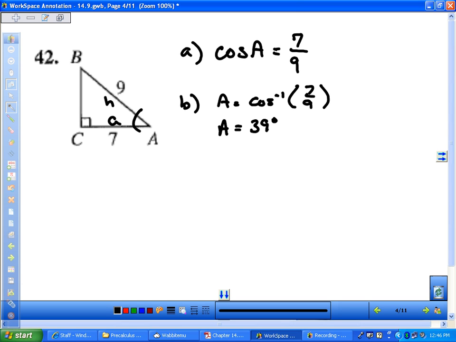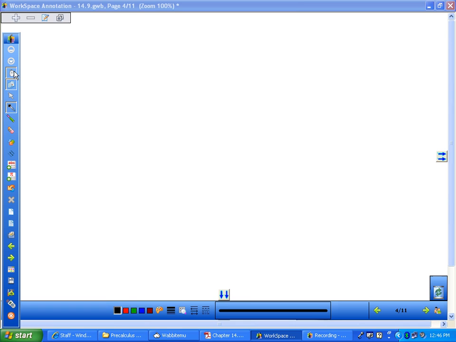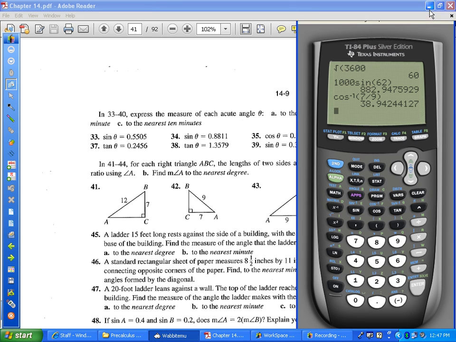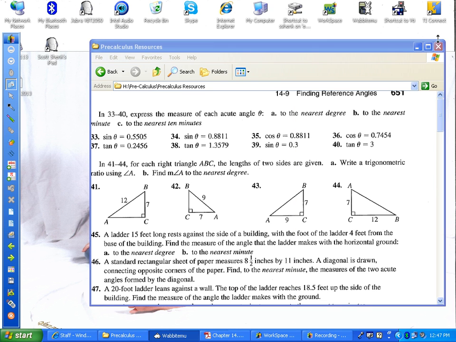If I would have known O and H, we would have had to use sine. If I would have known O and A, we would have used tangent. But knowing A and H, we use cosine. All right with 42? Other questions? Okay, go ahead and put those to the side.